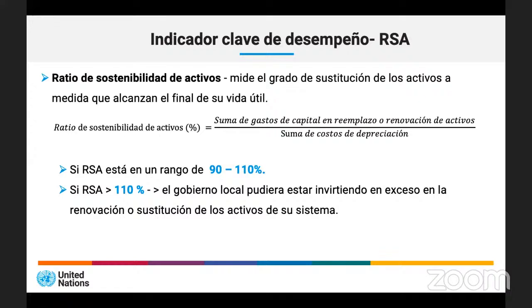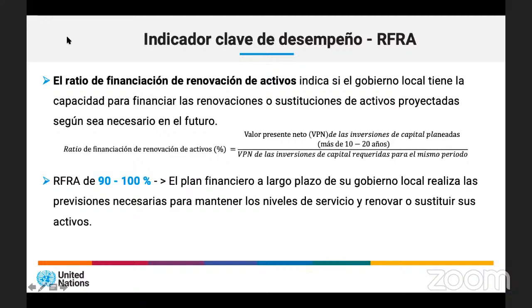This is okay. Then the range should be between 90 to 100%, 110%, which means if it's more than 100 or 110, as I said, this is for Australia, then the local government may be over-investing in renewal or replacement. The ratio is quite useful. If the previous one is tuned in that range between 60 and 80, and this between 80 and 90, we will be quite sure that, next slide, please, we will have a successful indicator.